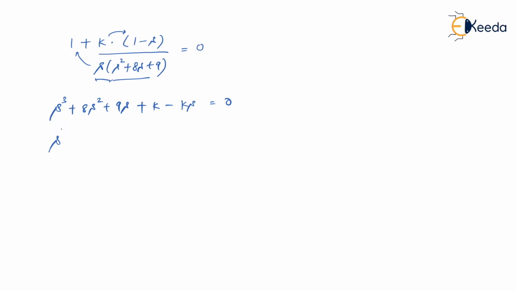So let me rewrite this properly: s cube plus 8s square, and the terms which are along with s can be brought together. So it will become, in brackets, 9 minus k, times s, plus k, and this is equal to 0. Now I really have the algebraic equation by which I can form the Routh array. So let me go for the Routh array now. s cube, s square, s to the power 1, s to the power 0.